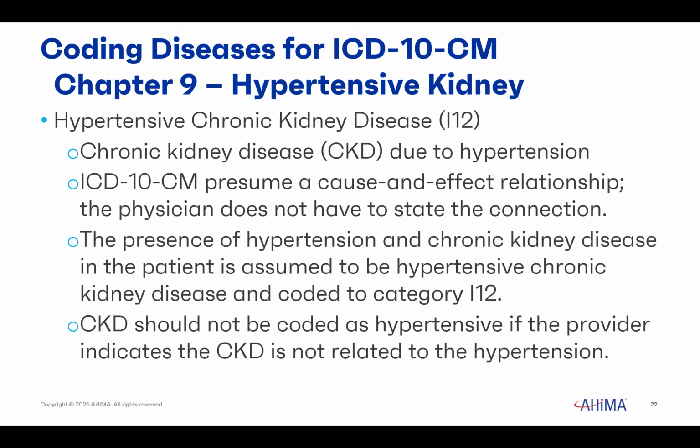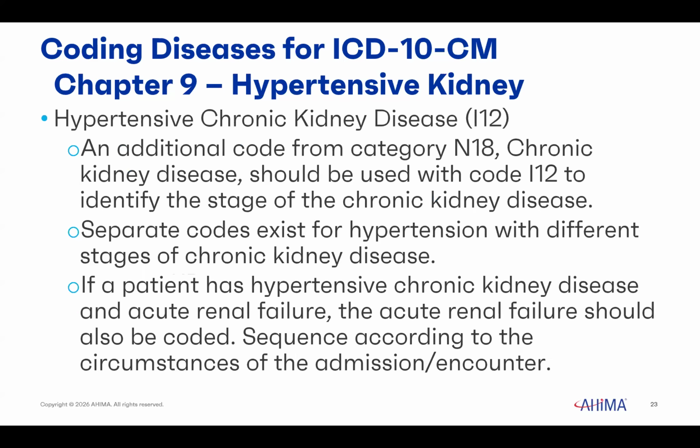If a patient has both heart disease and kidney disease from hypertension, code both and show the stage of the kidney disease and the type of heart failure. We can have chronic kidney disease due to hypertension. And once again, ICD-10-CM presumes cause and effect relationship. The physician does not have to state the connection. Chronic kidney disease should not be coded as hypertension if the provider indicates that the chronic kidney disease, or CKD, is not related to the hypertension.